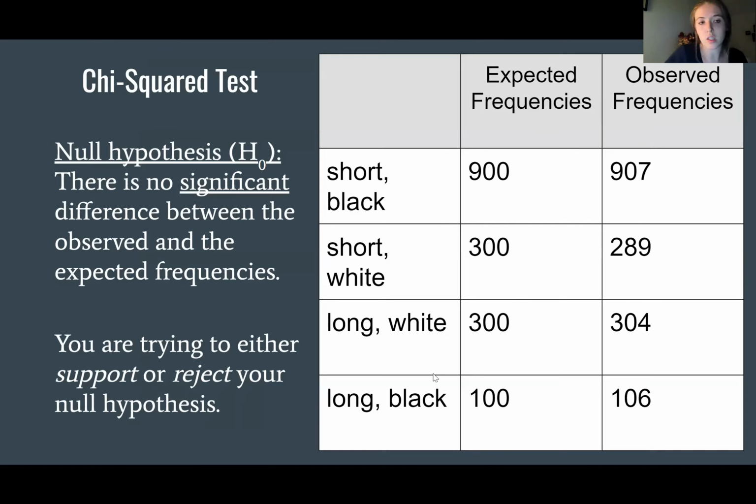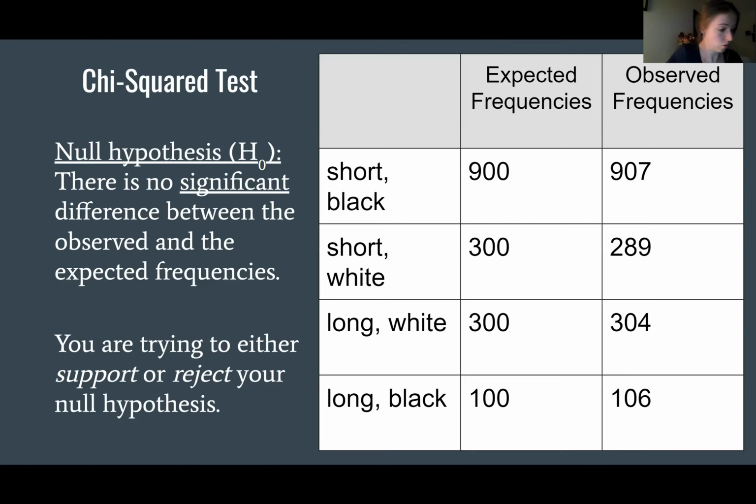Now, in order to do a chi-squared test, you need to have what's called a null hypothesis. And for a chi-squared test, your null hypothesis is always that there is no significant difference between the observed and the expected frequencies. This is basically a statement that you are going to test using the calculations that you do over the course of a chi-squared test. You're going to use those calculations to decide whether you support or reject your null hypothesis.